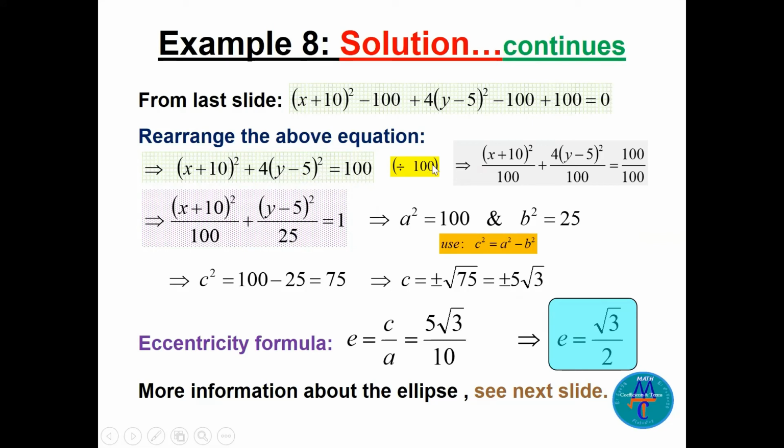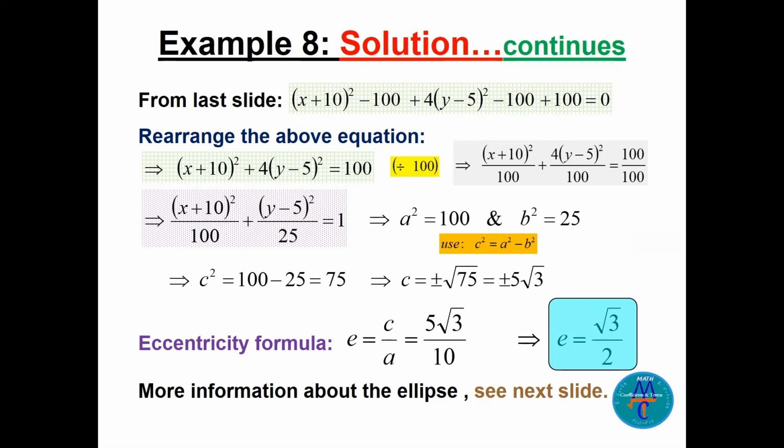Let's divide by 100. So divide the first term by 100, by 100, by 100. This becomes x plus 10 squared over 100 plus y minus 5 squared over 25. We cancel here by 4 is equal to 1. So the bigger number here under the x is a squared and b squared is 25. So we can use the formula c squared is equal to a squared minus b squared. So c squared will be 75.